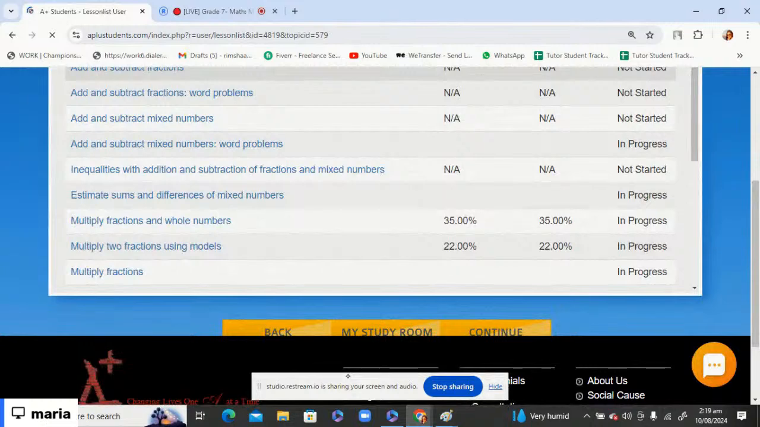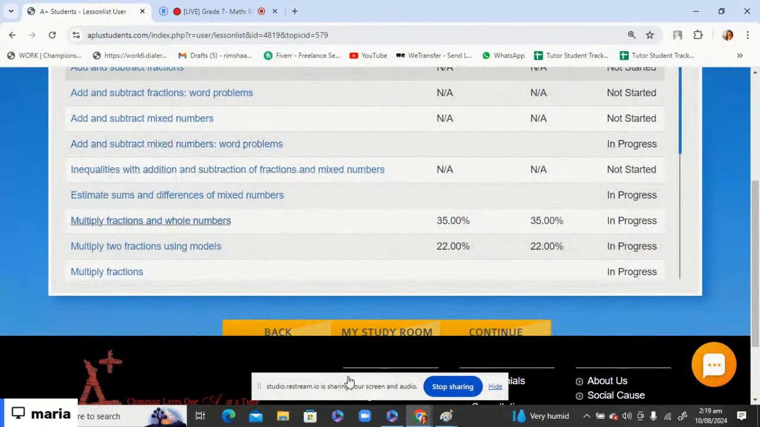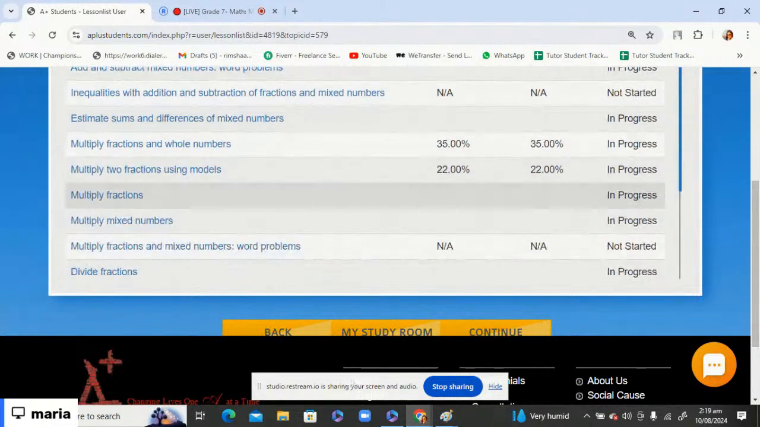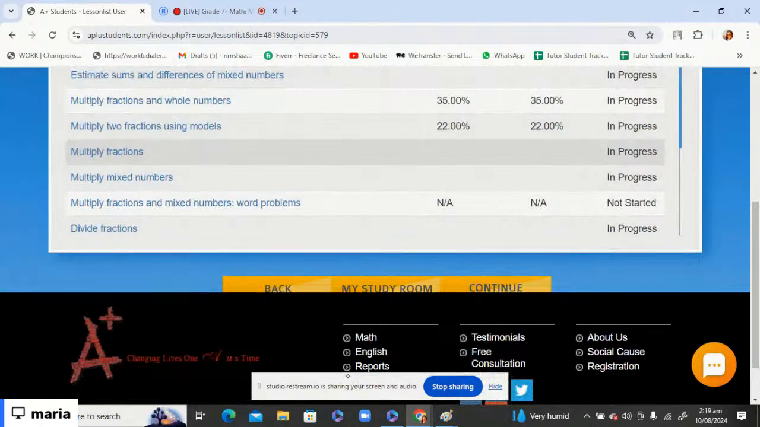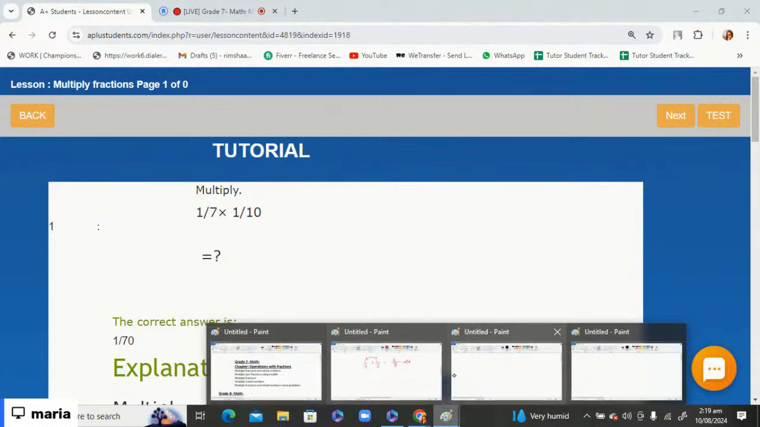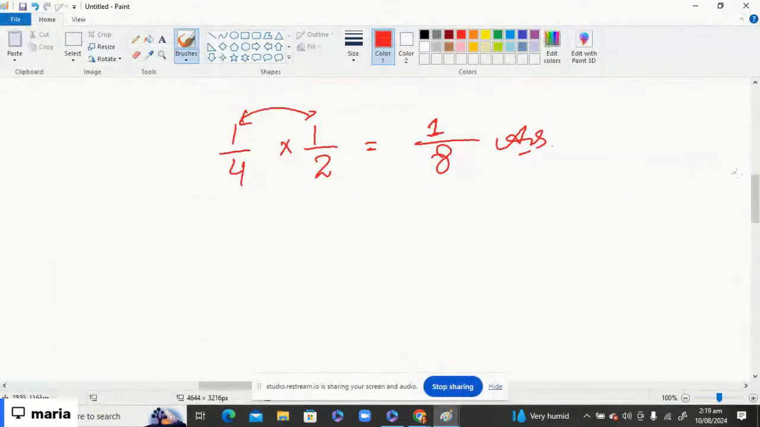So now we have covered the two lessons, that is multiply fractions and whole numbers, and multiply the fractions using models. Now multiply fractions. This is the next lesson. Let's get started. So it's just a multiplication of the fractions. Now I'm going to write here some questions, then we will multiply together all of it.